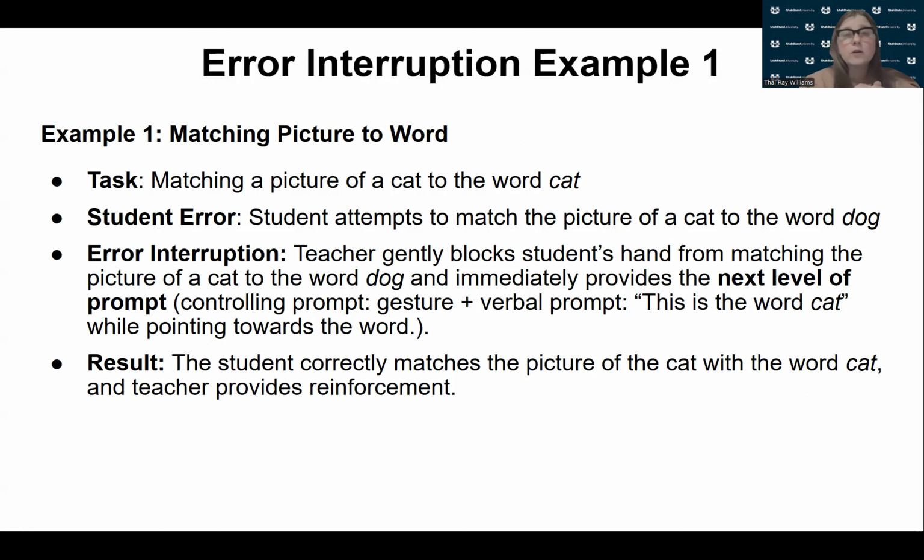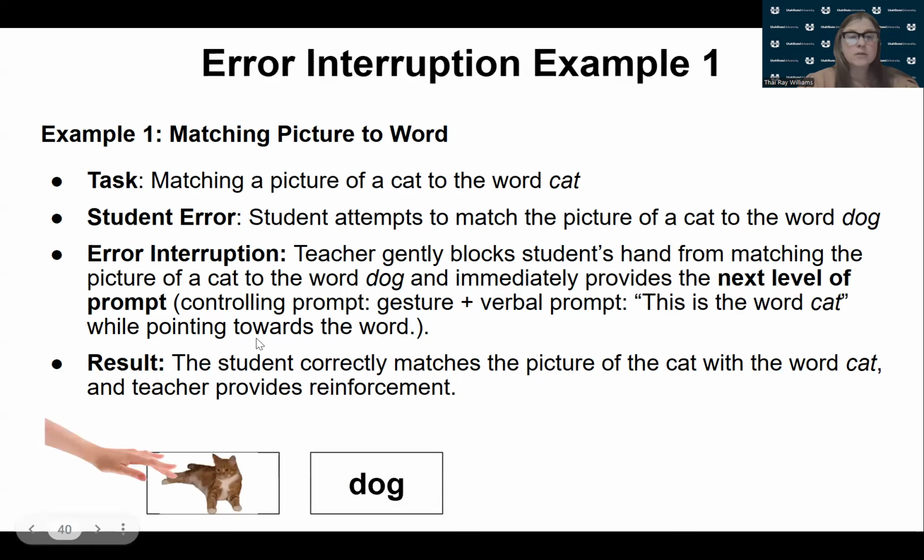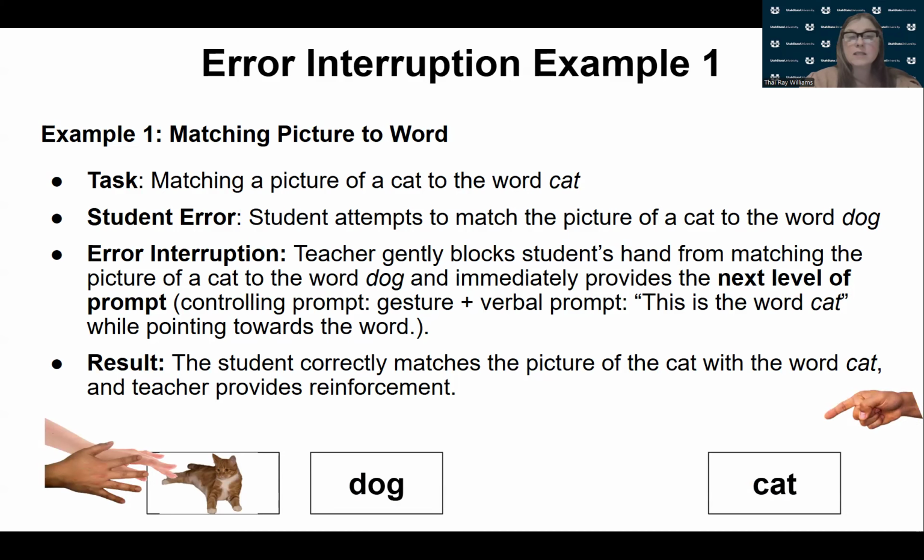So let's look at what error interruption might look like. In this case, what we want the student to do is to match a picture of a cat to the word cat. The student attempts to match the picture of a cat to the word dog. What the teacher does as the error interruption is gently block the student's hand from matching the picture of a cat to the word dog, and then immediately provide the next level of prompting. In this case, it's the controlling prompt, which would be a gesture and a verbal prompt.